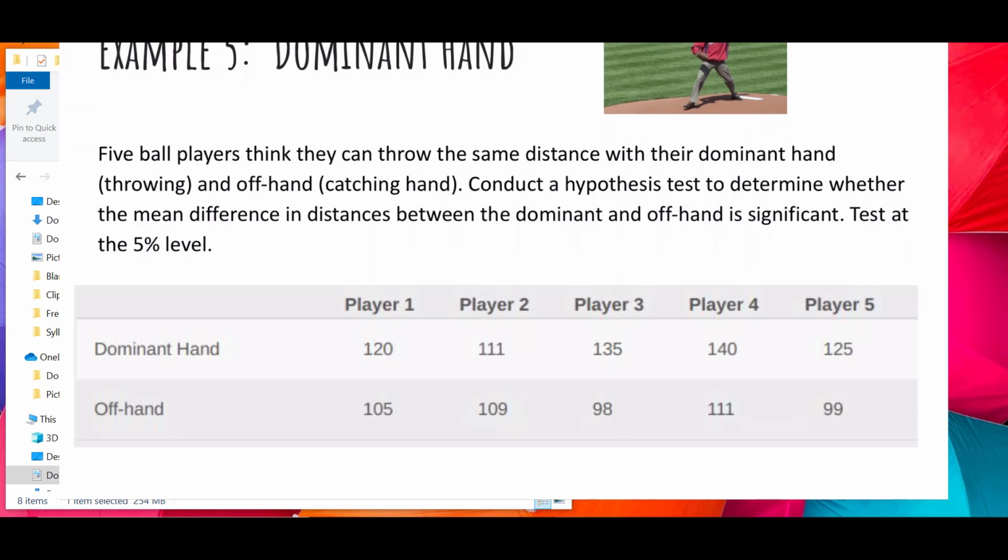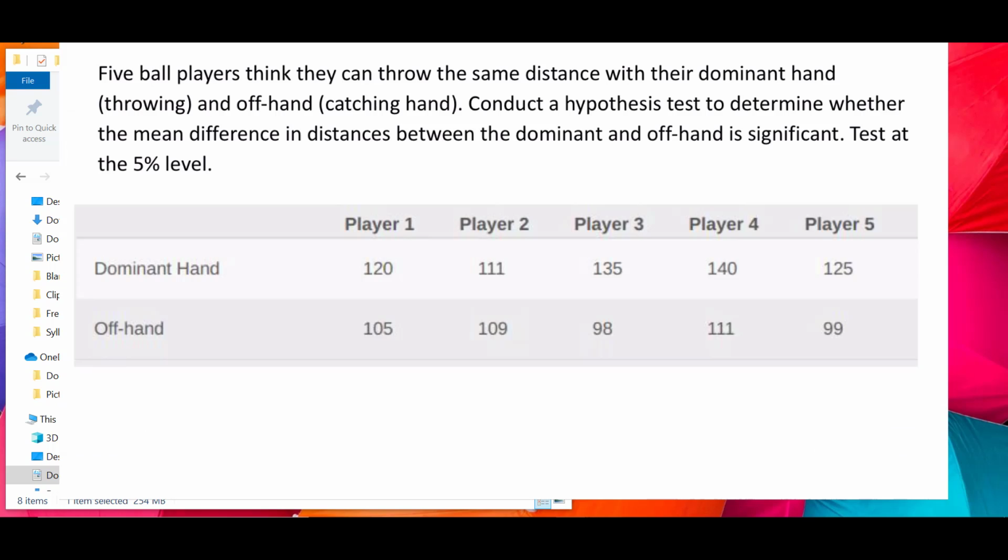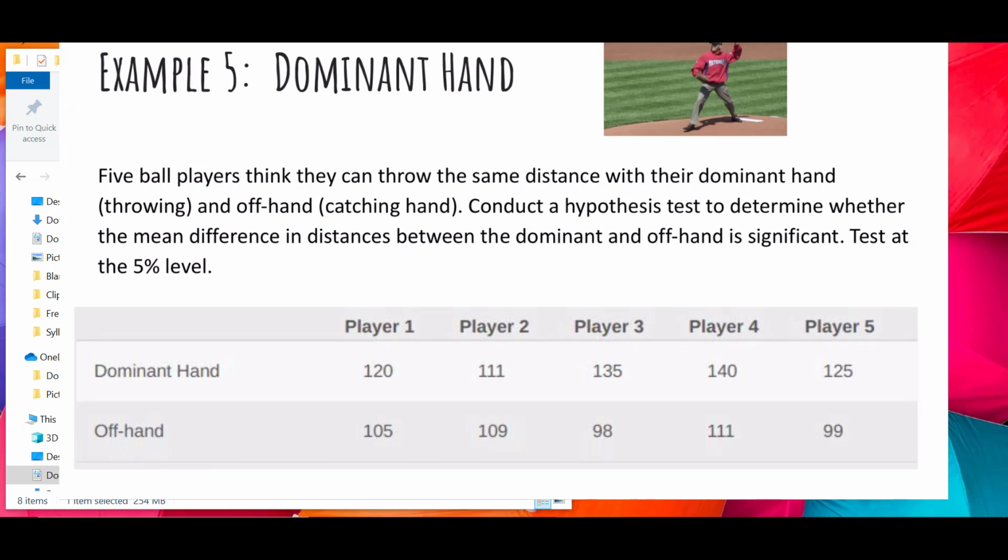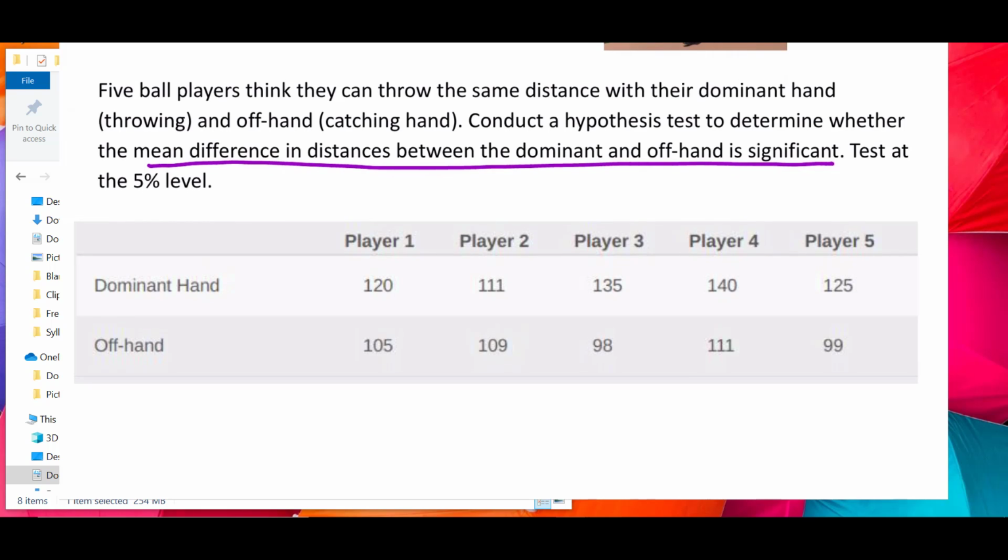One more, dominant hand. You want to go ahead and enter this data set if you have not imported it from the group. So hit pause. All right, 5 ball players think they can throw the same distance with their dominant hand throwing and offhand catching hand. So we got throwing hand and catching hand. So the dominant hand is the throwing hand and the offhand is the catching hand. Conduct a hypothesis test to determine whether the mean difference in distances between the dominant and offhand is significant. Test at 5% level.